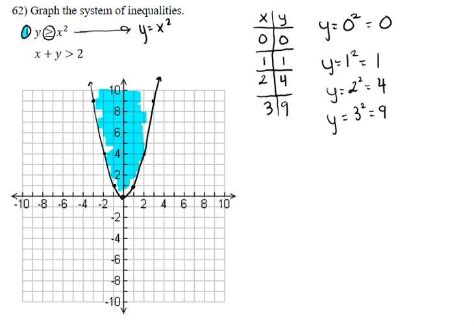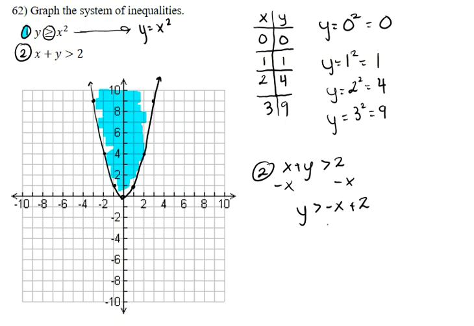Now that we have our first inequality graphed and shaded, let's work with our second inequality. X plus y is greater than 2. As you can see, it's not in slope-intercept form. So let's get it into slope-intercept form, y is equal to mx plus b. To do that, we want to isolate our y value. So I'm going to subtract x from both sides, which will get us y is greater than negative x plus 2. So now we have that our slope is negative 1 and our y-intercept is positive 2.